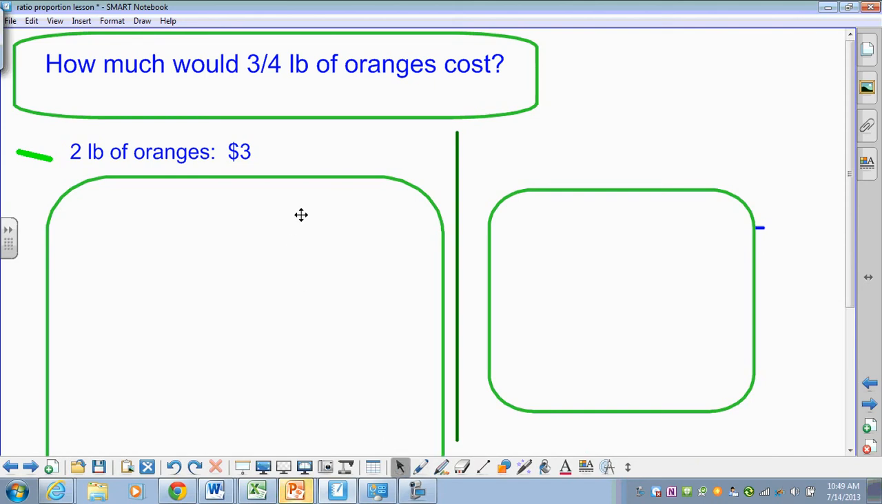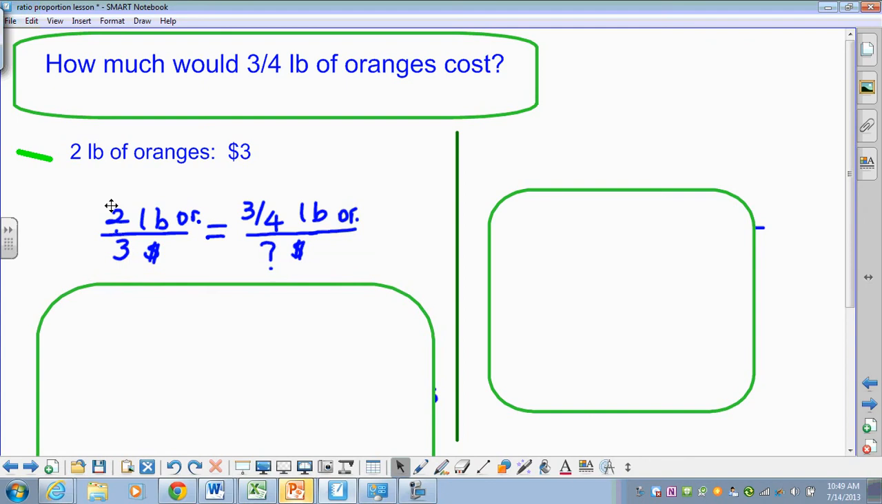The ratio of 2 pounds to $3 on the left-hand side must be equal to, on the right-hand side, 3/4 pound of oranges. So I put that in the numerator. Again, the important thing is if your pounds of oranges are in the numerator on this side, you want to put that quantity in the numerator of the other side. You must be consistent. Whatever you did on the left-hand side, follow the same pattern on the right-hand side with this approach. And the question mark, how many dollars? That's the unknown. I can replace the question mark simply by x.